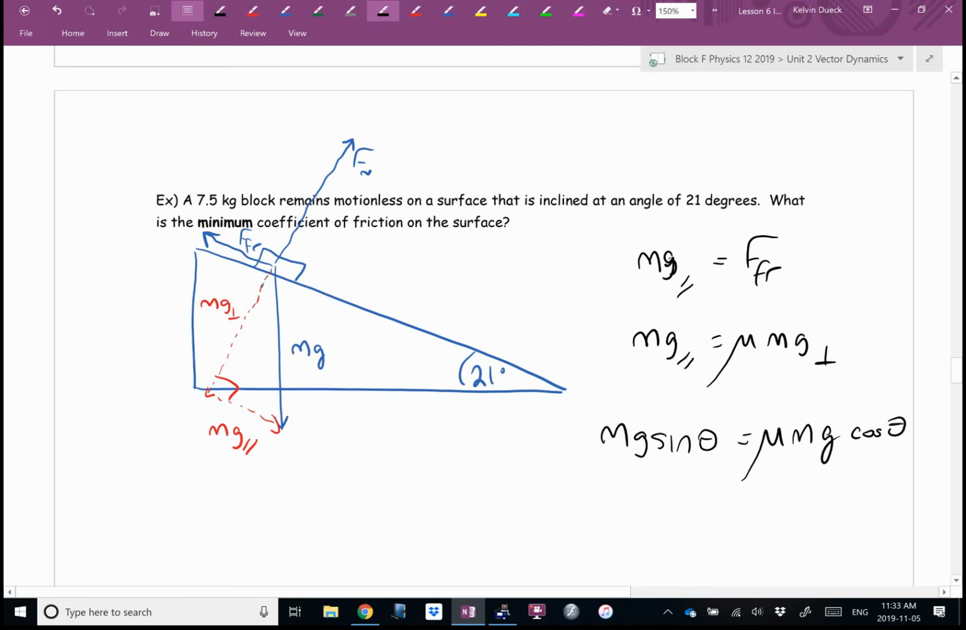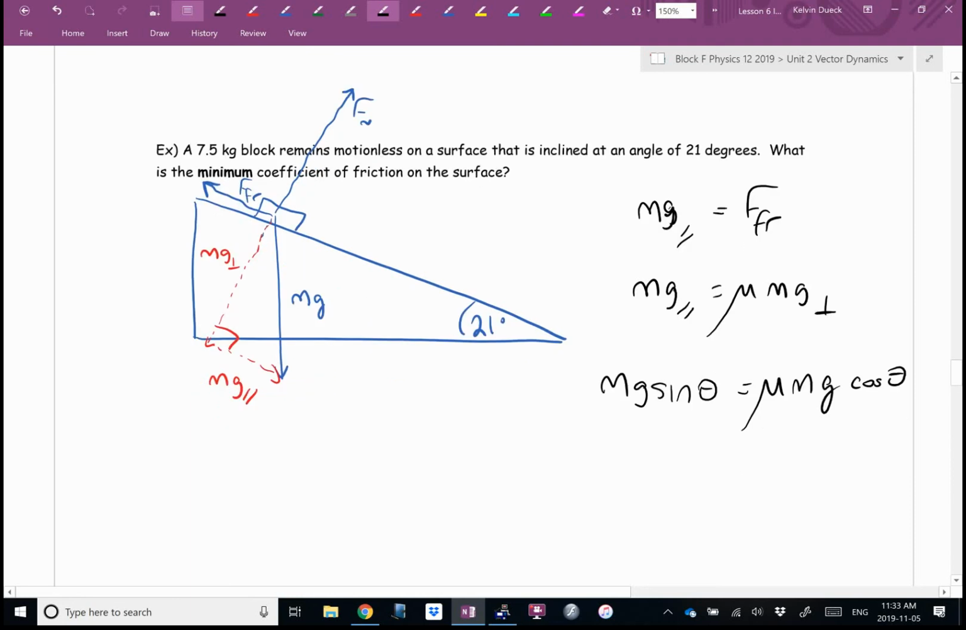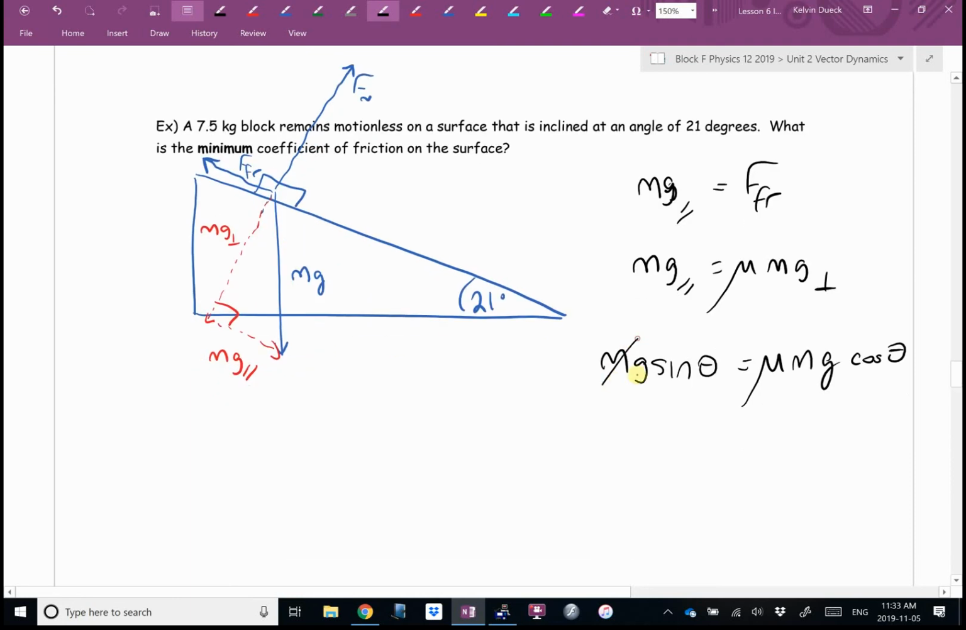Is there an m in everything on the left? Is there an m in everything on the right? Is there a g in everything on the left? Is there a g in everything on the right? Okay. What are we trying to find? Let's get the mu by itself. I think it's going to be sine over cosine.